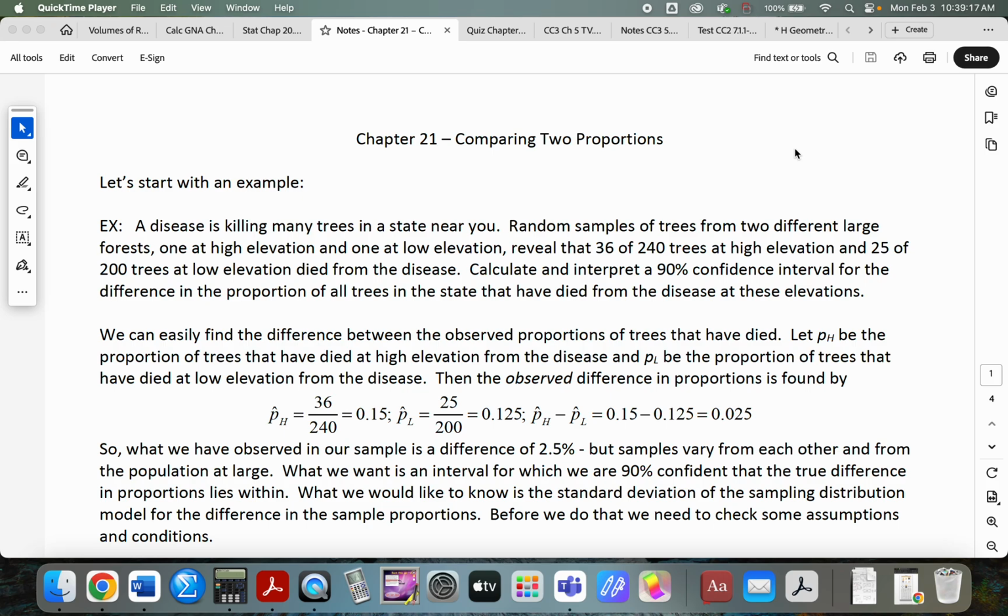Today we're going to look at comparing two proportions instead of just a single proportion. And this will be the last chapter in this particular section in your book. So we're going to start off with an example.